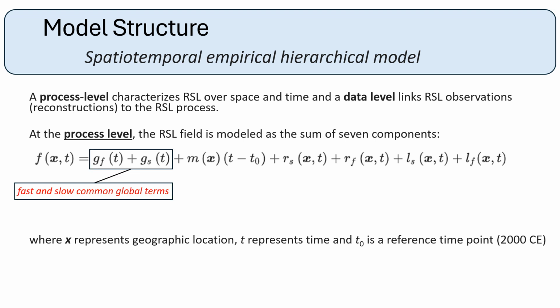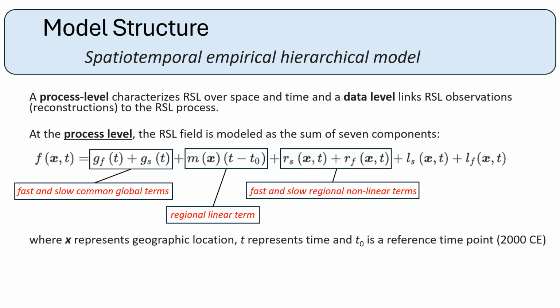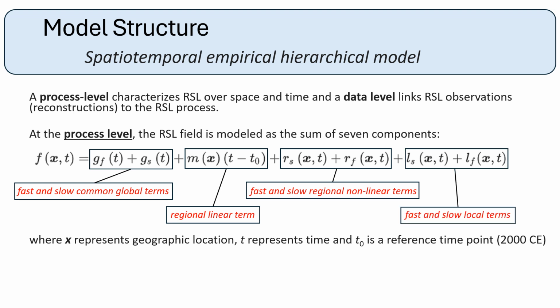To go over these components, we have these fast and slow common global terms. This is a term that's common to all of the sites in the database, and there are 2 temporal terms, fast and slow. There's a regional linear term, so that's constant through time. We have fast and slow regional nonlinear terms, and then we have fast and slow local terms. So we have these 2 temporal scales of fast and slow, and 3 spatial scales with the global, the regional, and the local.